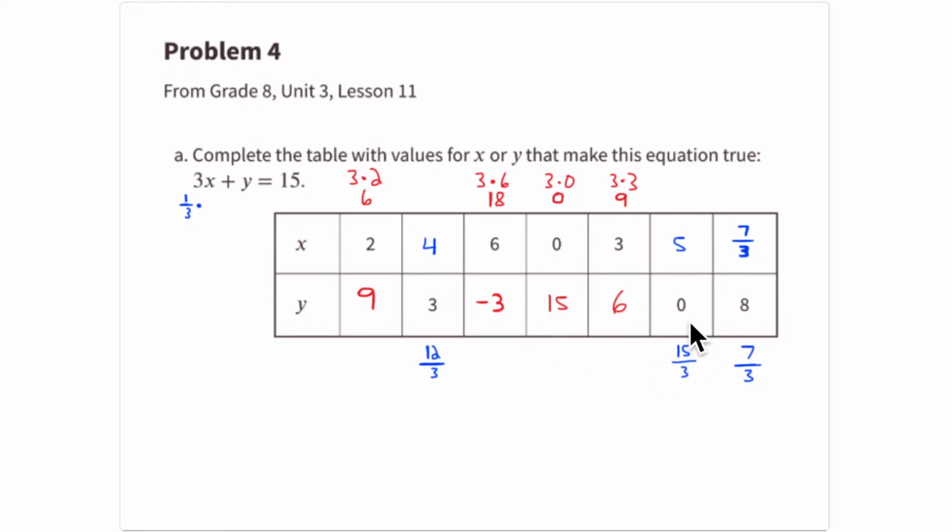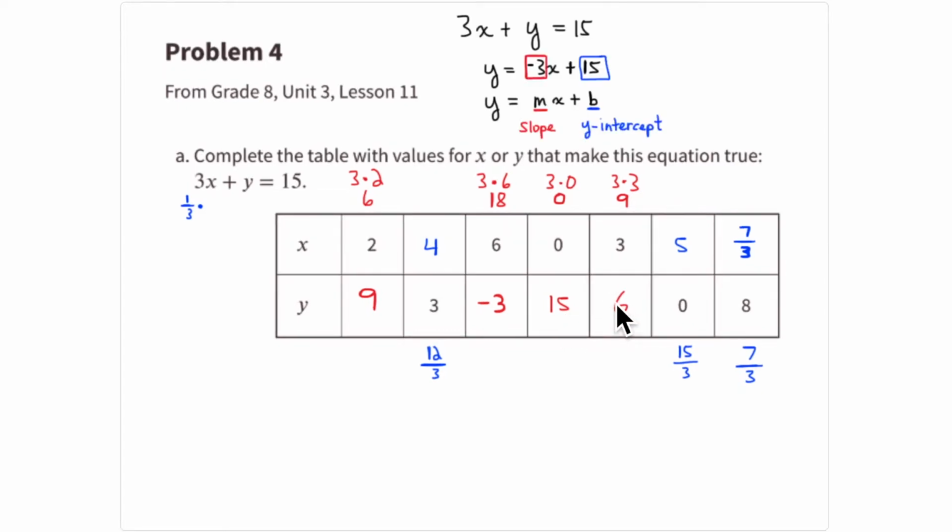If y is 0, then 3x equals 15, and x is 1/3 of 15, which is 5. So x equals 5. And finally, if y is 8, 15 plus a negative 8 is a positive 7. So now we have 3x equals 7. 1/3 of 3x is x, and 1/3 of 7 is 7/3. And then you plot each of these points. So this is the x-coordinate, this is the y-coordinate, this is the x-coordinate, this is the y-coordinate, and so on. So plot each of these points on a graph.